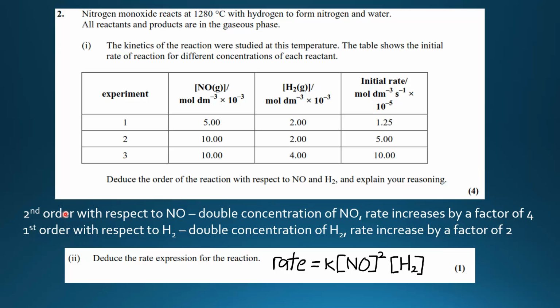So that means it's second order with respect to NO. And it's first order with respect to hydrogen. So if you double the concentration of hydrogen, the rate increases by a factor of 2. In part 2, deduce the rate expression for the reaction. So rate equals k, concentration of nitrogen monoxide to the power 2, multiplied by the concentration of hydrogen.